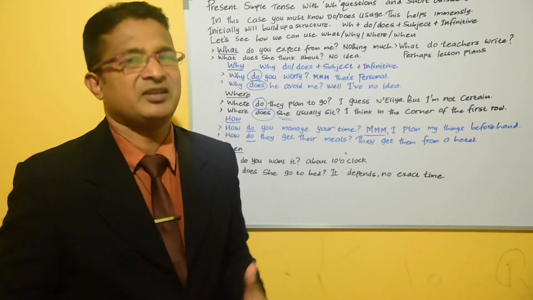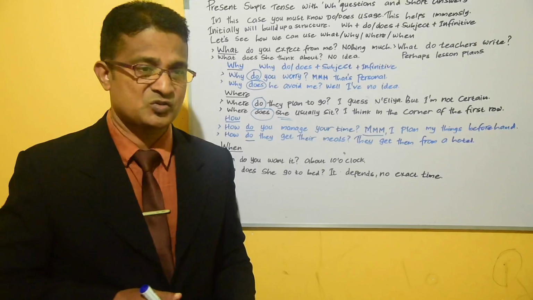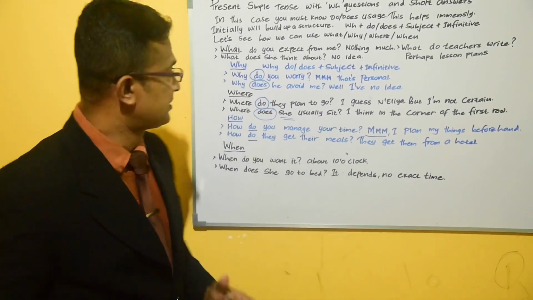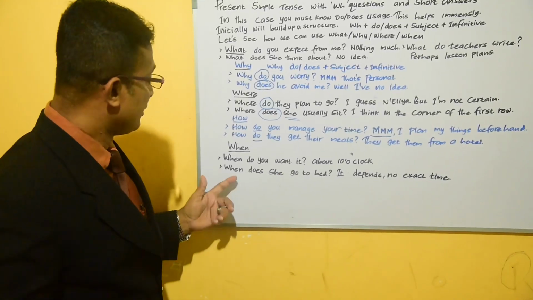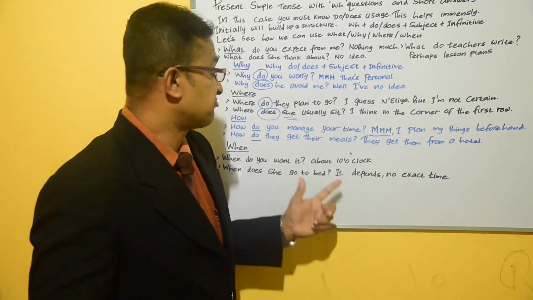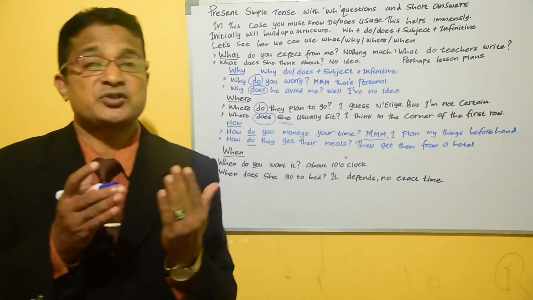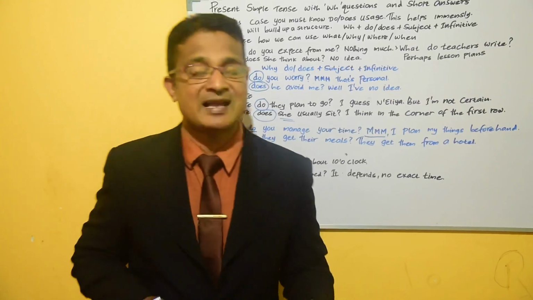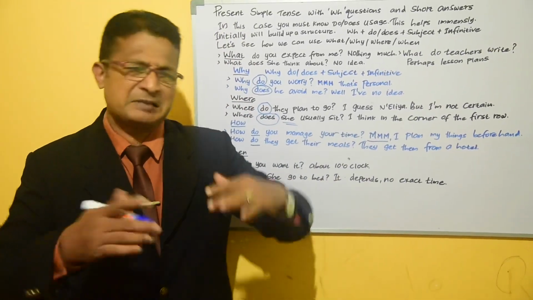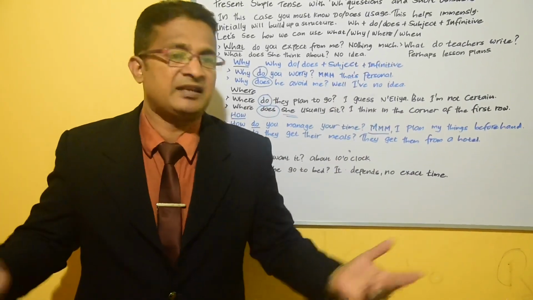It's roughly, you give a rough time, now about 10 o'clock, not an exact time. So when you don't want to give an exact time, you can simply say about or around. When does he go to bed? It depends. No exact time. Because when you are not sure about the exact time that you go to bed, or when she goes to bed, you simply say, it depends. Sometimes maybe early, sometimes maybe late.